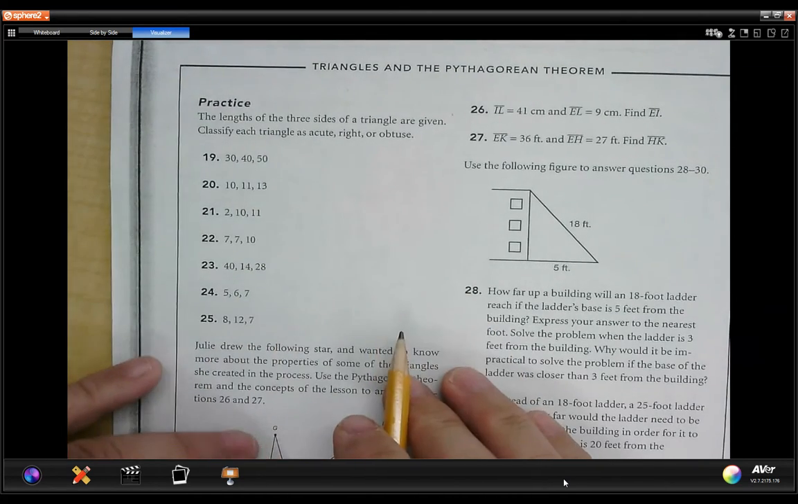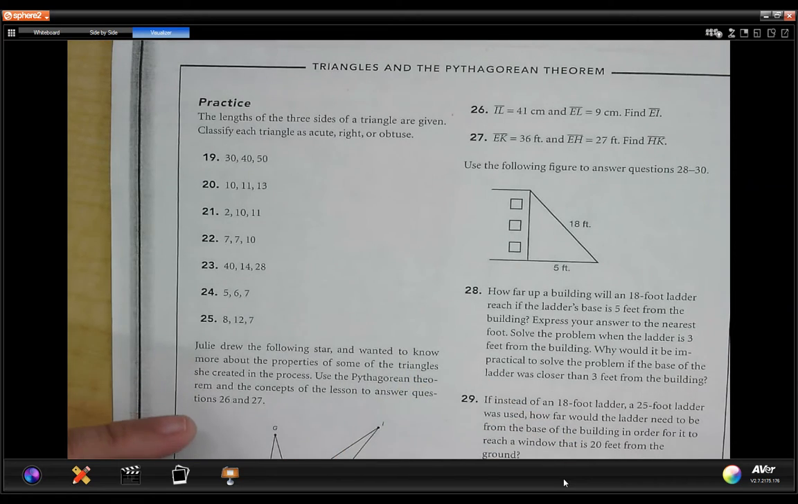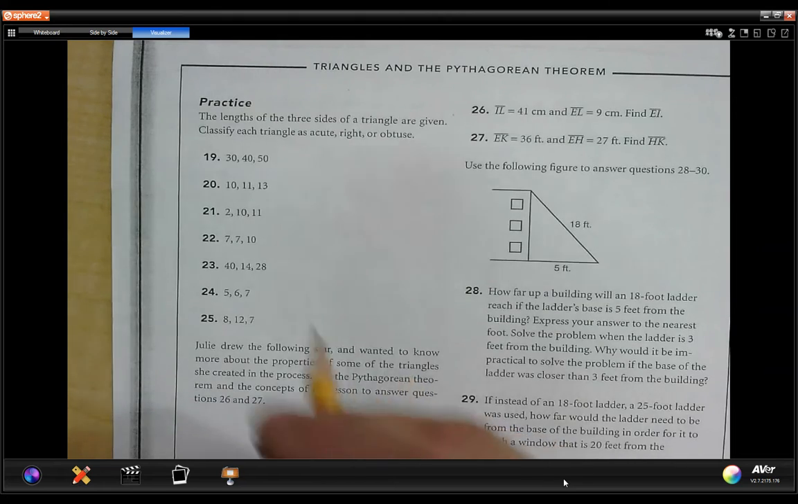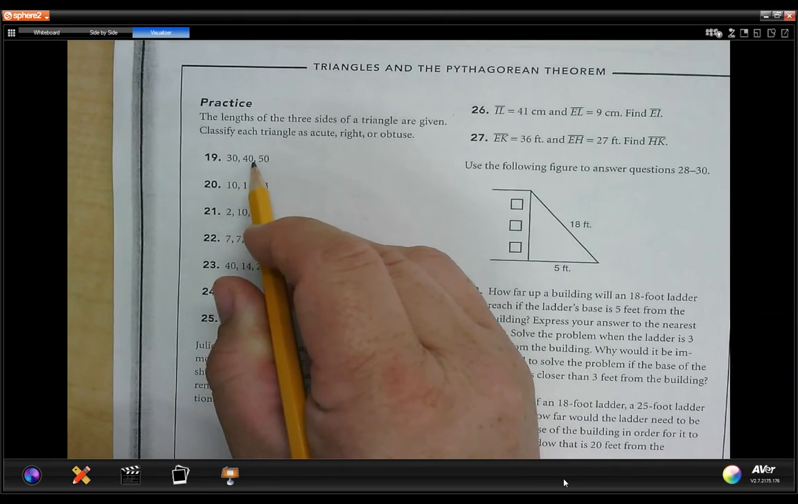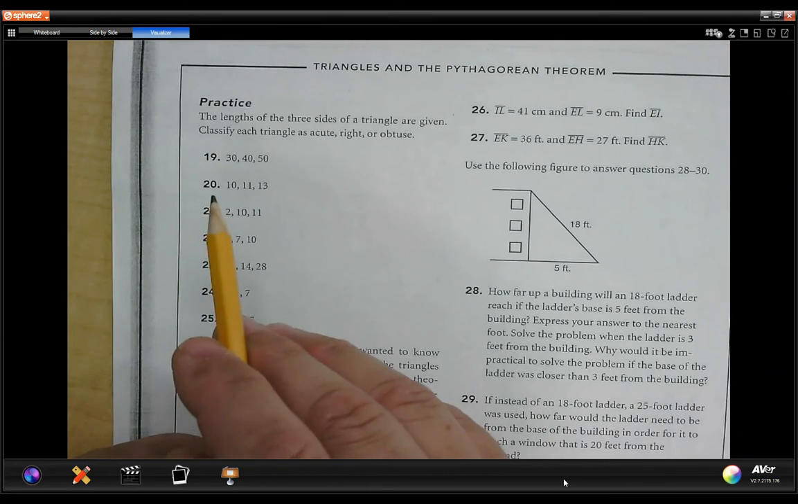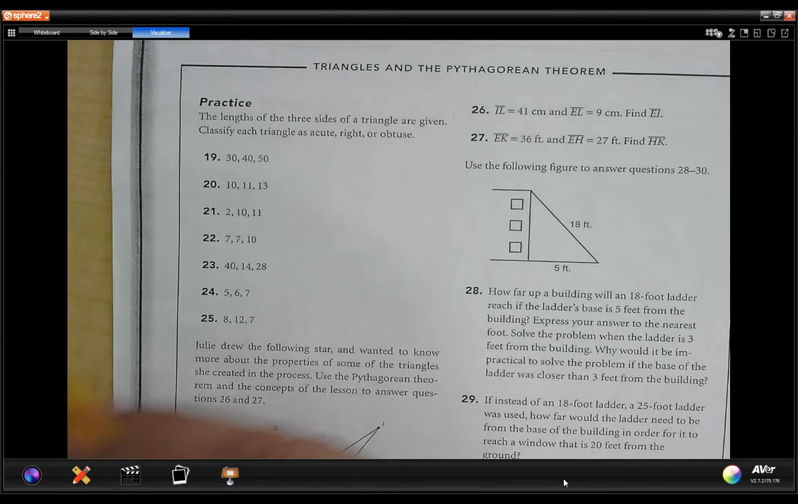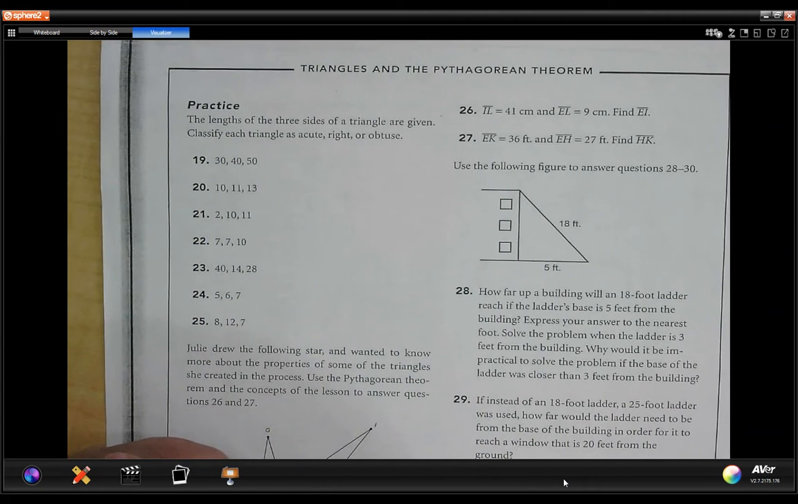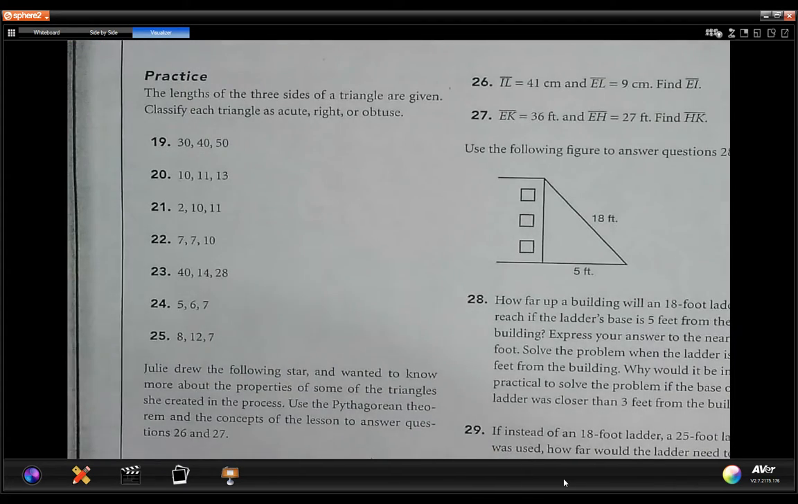So let's look at number 19 real quick. And I may have to go to another sheet of paper as well, but that's fine. We could try to figure this out. So number 19, it says 30 and 40 and 50, right? Well, if this is a right triangle, and we don't know the answer to that yet, but if it was a right triangle, which one of those three would be the hypotenuse? Just think about that for just a second. And we said there's some very specific information about the hypotenuse. The hypotenuse is always across from the right angle, but it is also the largest side, right?